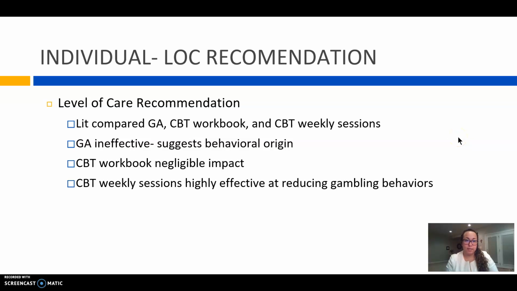Level of care recommendation. Ultimately, we're going to recommend CBT weekly sessions with a therapist. In the studies that I read, there were 3 control groups. One group just went to GA. That was ineffective. The second group did a CBT workbook at home without any coaching or therapy. That was ineffective. What was highly effective was in-person CBT sessions with a therapist. So that will be our level of care recommendation across the board, but especially for the lady that we are treating. Also, I just want to make a note.